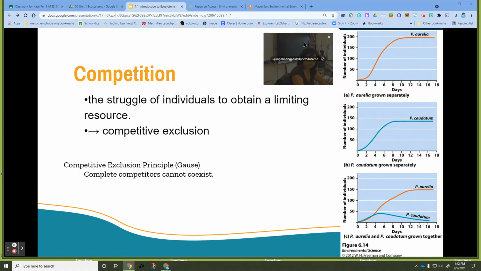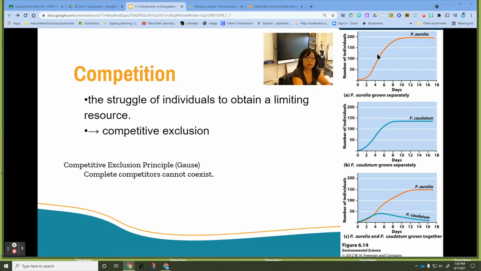Well, actually a few things could happen. One is called competitive exclusion. So here's what happens in competitive exclusion. This was described by Gause. Gause is the name of the scientist, and it's called the competitive exclusion principle. So what he did was he had some nutrient in a jar, and he put a paramecium, a single-celled protist, in it.